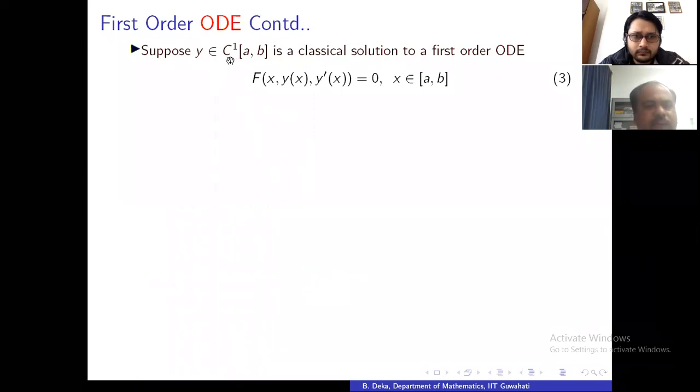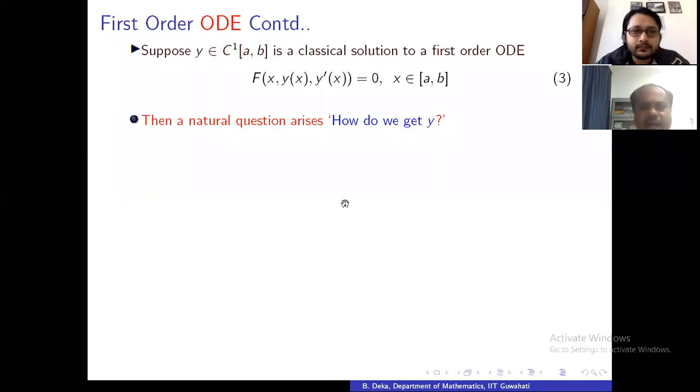So y classical means it has to be C1 on (a, b). If it is classical, then it will satisfy this equation for all x belonging to (a, b). Then the natural question arises: how do you get y? Because our objective in a differential equation course is to find y. So how to get y? Naturally, somehow you have to get rid of the derivative of y.